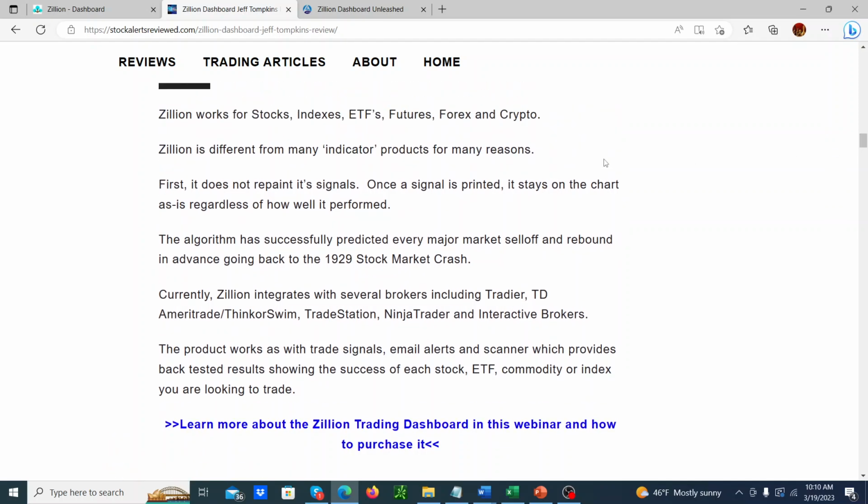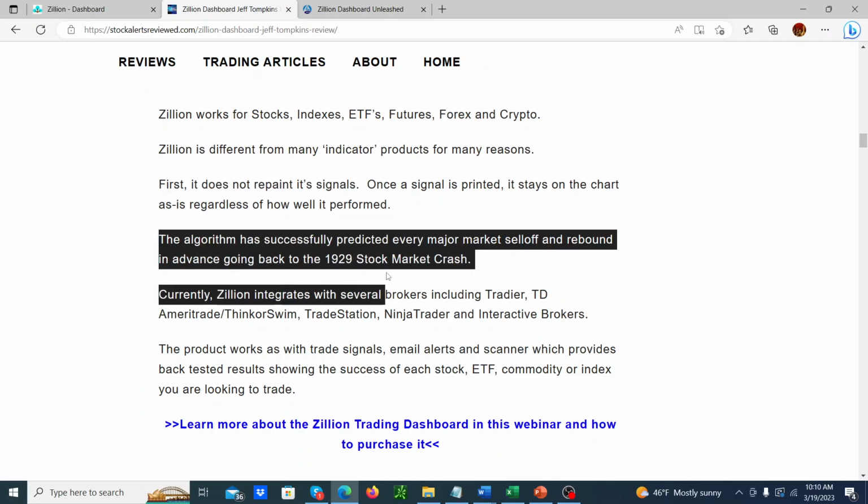So a couple of things I really like. I like the idea that the signals don't repaint, so they're all included in the track record and they don't change, which is good. Sometimes people complain that these types of programs do this. This one doesn't, from what I can see. It has a fantastic track record, so it has predicted every major market sell-off back until the stock market crash, looking at the back data, which is good.